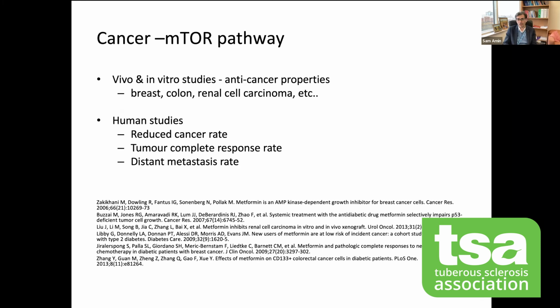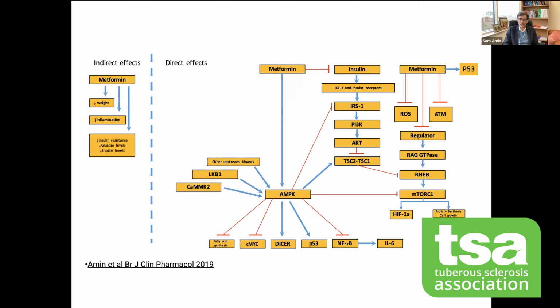And we know it has significant anti-cancer property, both in animal studies, in cell studies, and in human studies. So if you have diabetes, and if you are taking metformin, you are less likely to get cancer compared with someone else who doesn't take metformin. And the tumor completion response rate is better if you are on metformin, and distant metastasis rate is also better if you are taking metformin. So I think there's a lot of evidence to suggest that this drug is good.